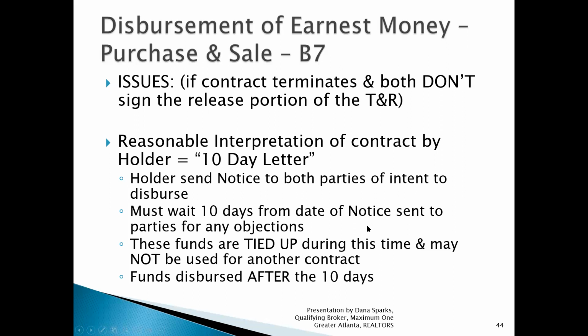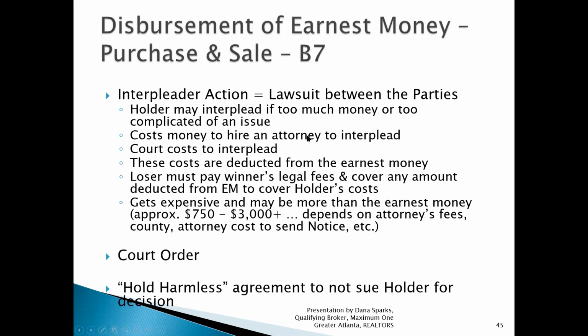These funds are tied up during this time and may not be used for another contract. So you buyer's agents, if you have a buyer and they go under contract with seller number 1, and the buyer terminates that contract within their due diligence period, but the seller won't sign the agreement to release the earnest money, and your buyer wants to go under contract with property number 2, well, seller number 2 is going to want that earnest money. You cannot use the earnest money that the buyer has in for seller number 1 because it is tied up during this time frame. So your buyer is going to have to put in additional earnest money for that second contract. Eventually they'll get it back, as long as they did follow the proper procedures to terminate.